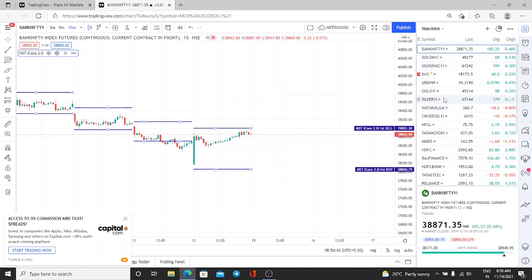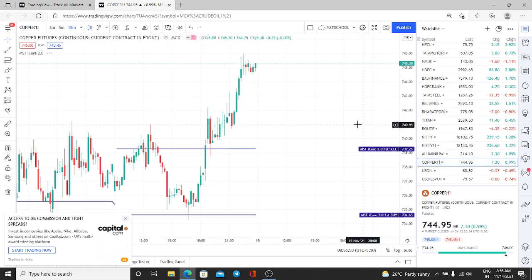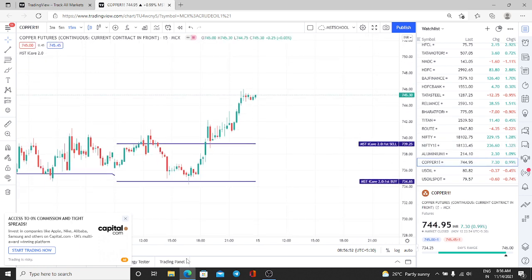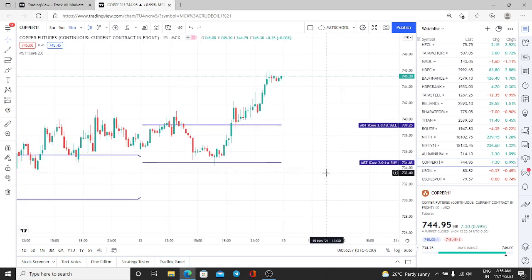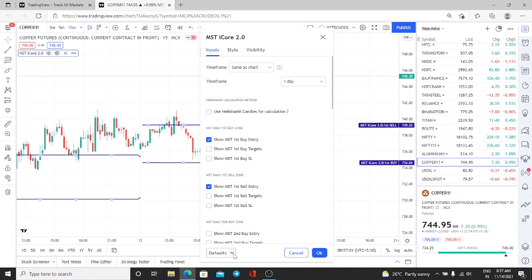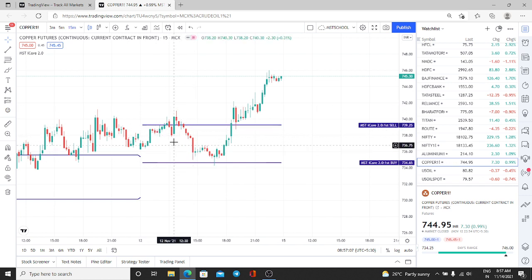Then let us see copper. Where is copper? This one is copper. Due to time constraint, I'm not showing all the scripts, I'm showing only a few. So you see here, as I told you in the morning, you have to reset to default settings. Now we have to wait either for a buy entry or a sell entry.